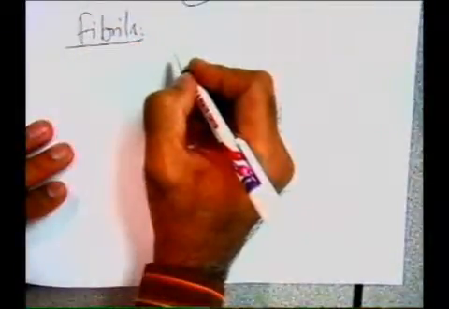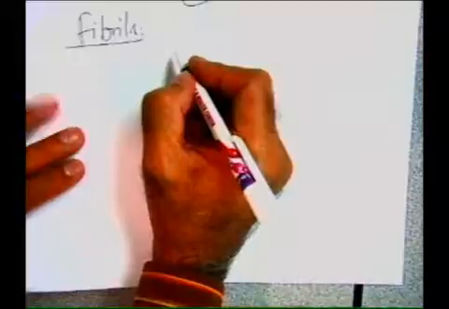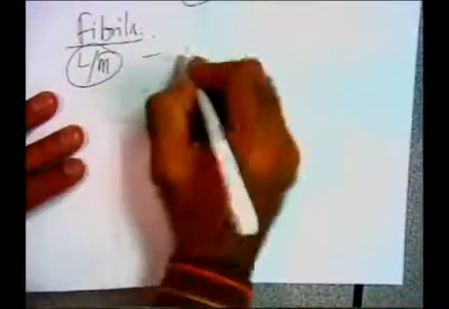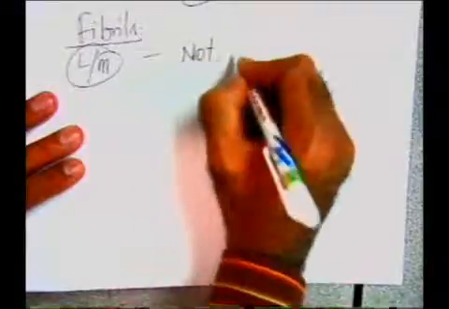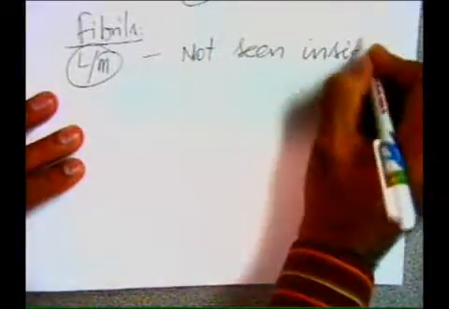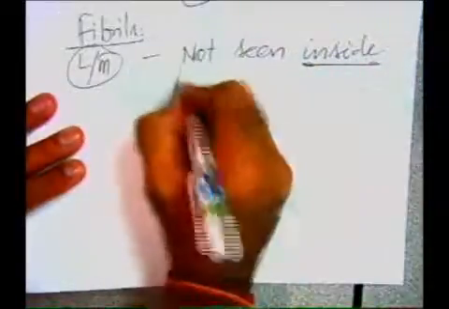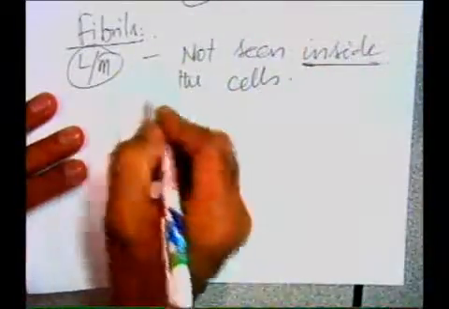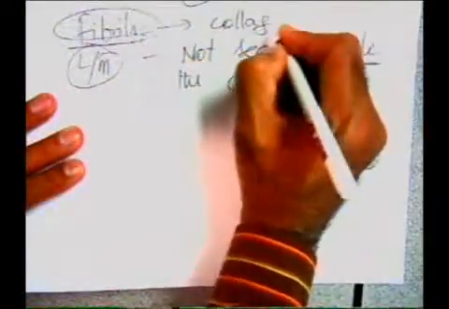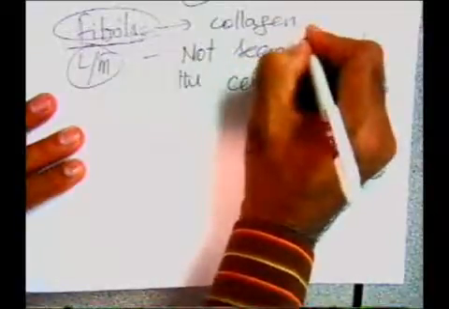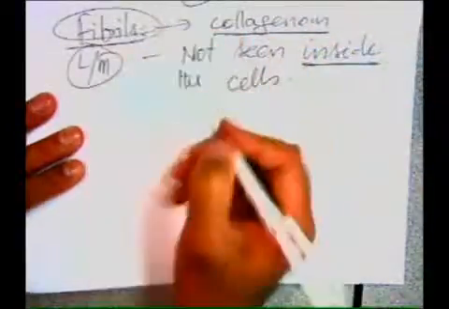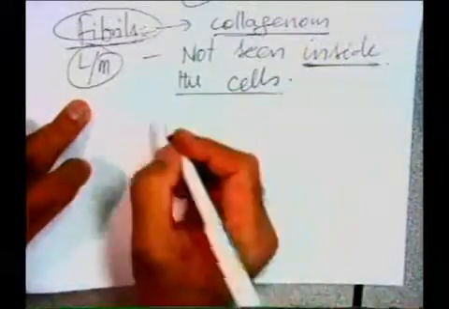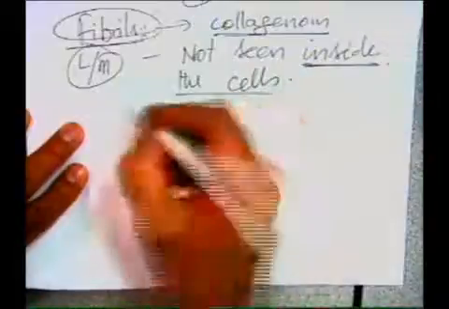Okay, next one, number seven, is fibril. Whatever fibrils are in the cytoplasm of the cell or the tissue, in the light microscope you will not see them. They are not seen inside the cell. Just remember, not seen inside the cell. This is the fibril example: collagen. I am talking about collagen. Collagenous fibrils.